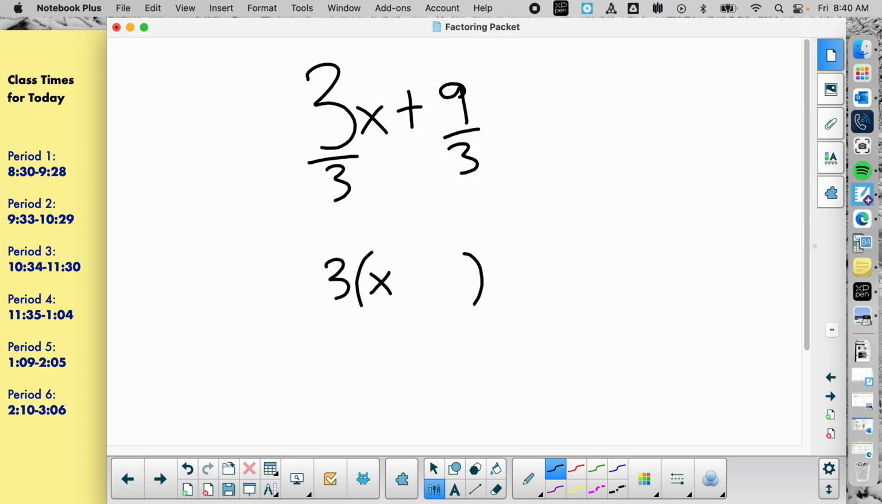Okay, now the 9 divided by the 3? 3, so you write that in the second spot. Yeah, plus 3, perfect. Excellent job. And then the bottom thing is going to be called factored.